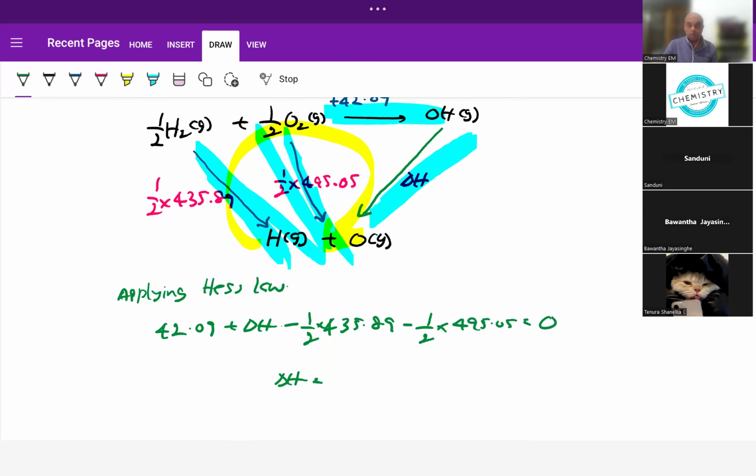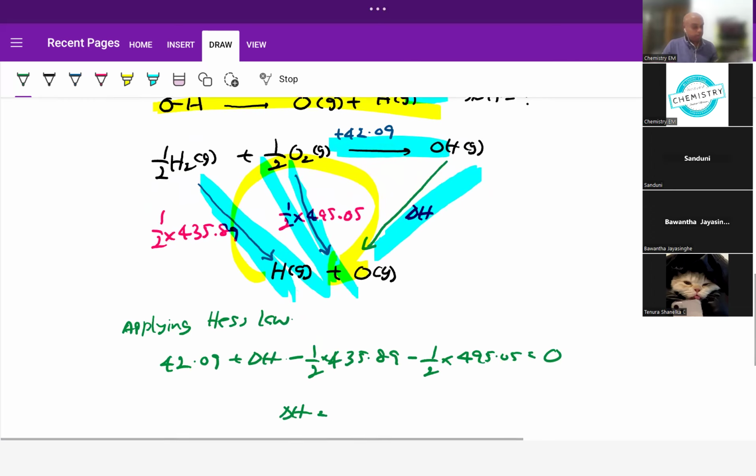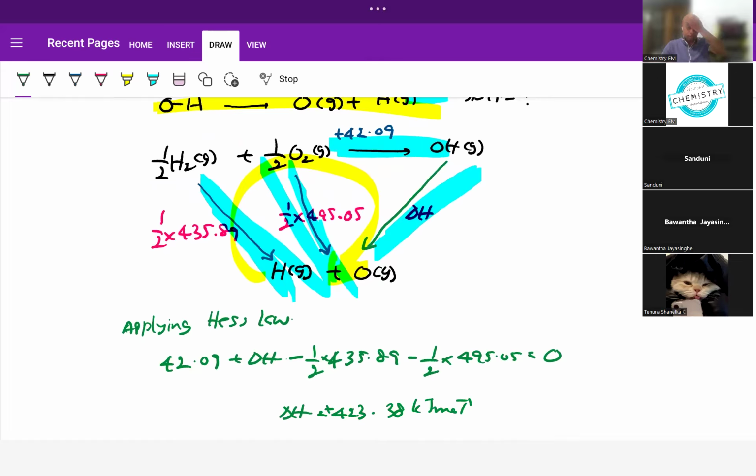All right. So this is not that hard, but designing the question is the most important thing. Here the answer is 423.38 plus kilojoules per mole if you do the math. I'm not going to take the final answer. Right? Any questions on this one?